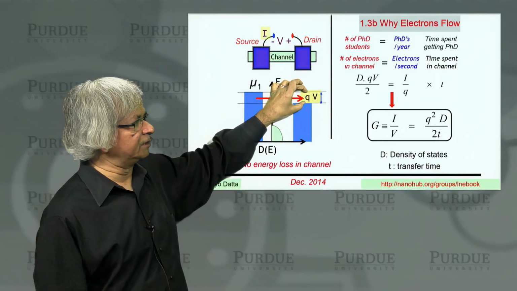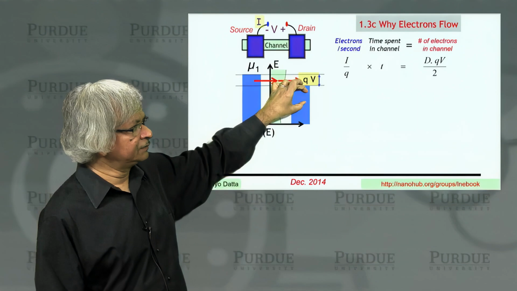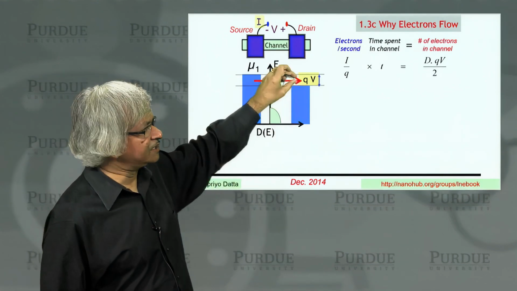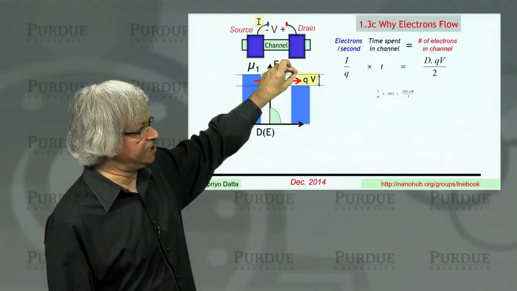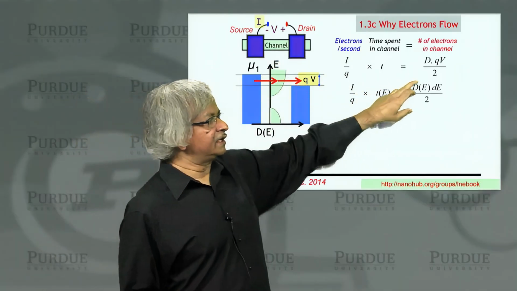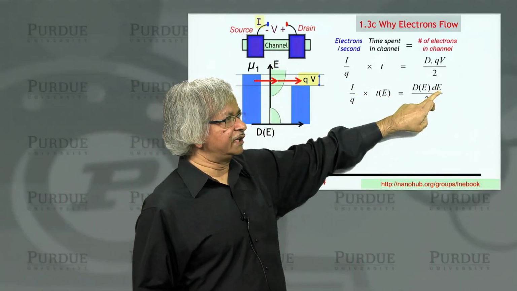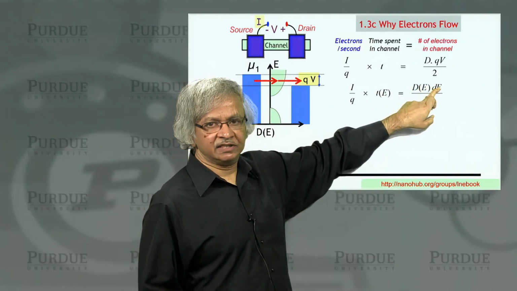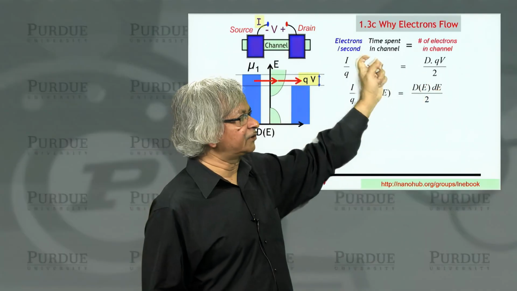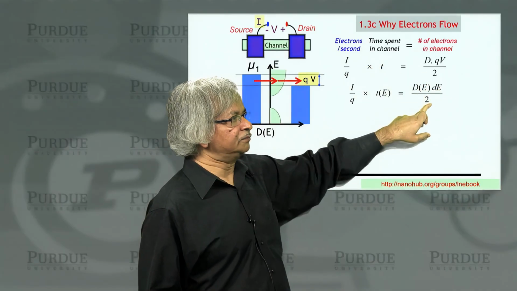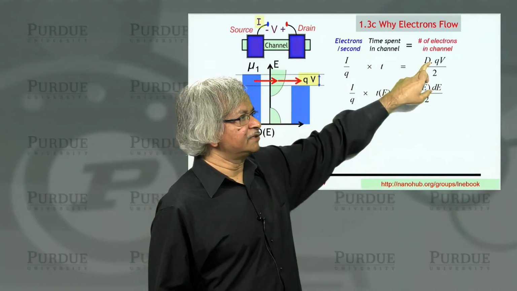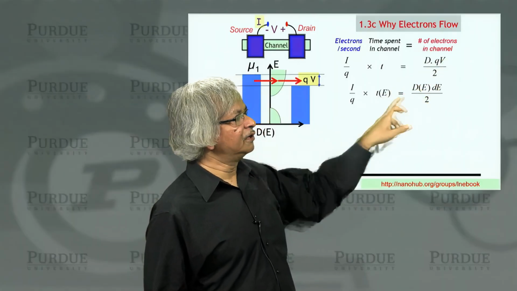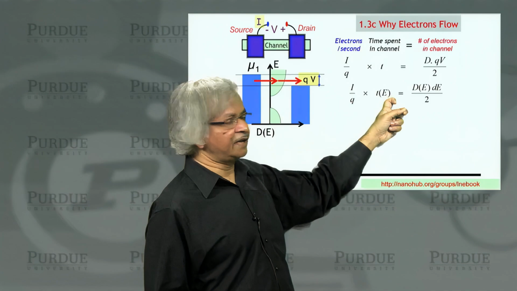So let's now do it a little better. That is, let us assume that it is not constant. So we consider a small energy range, dE, so that the number of states in that energy window is density of states times dE. And so the number of electrons is that divided by 2. Previously we had done D times qV over 2. Now we are doing D dE over 2. And then there's the current and then there's the time spent.